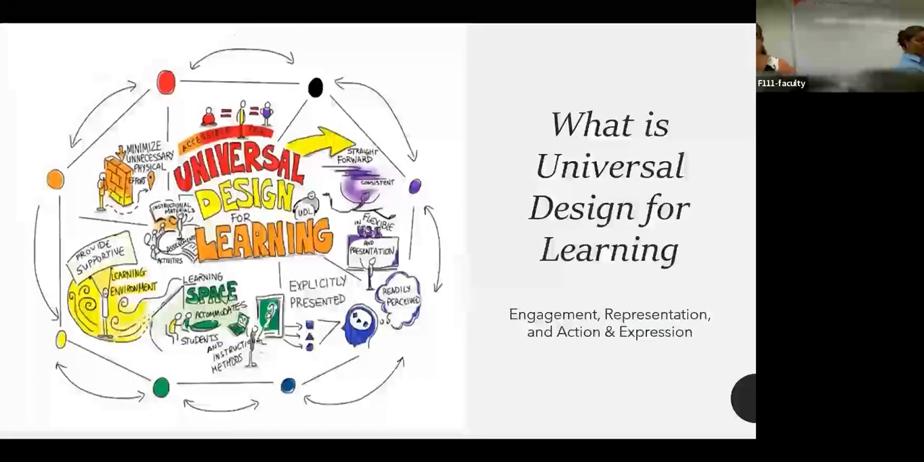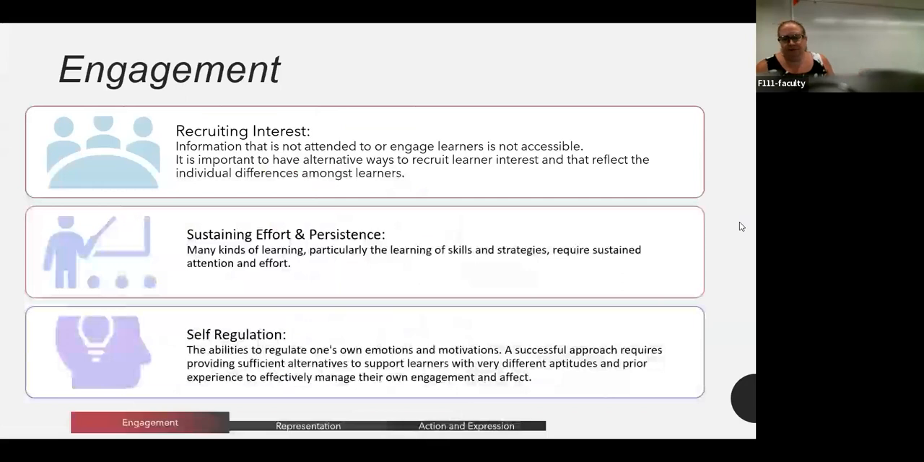So what is universal design for learning? Universal design for learning is made up of 3 different areas: engagement, representation, and action and expression. And using these 3 areas can help you to create accessible materials for your course and for your workplace. So the first is engagement. It talks about 3 different areas within engagement: recruiting interest, sustaining effort and persistence, and self-regulation.